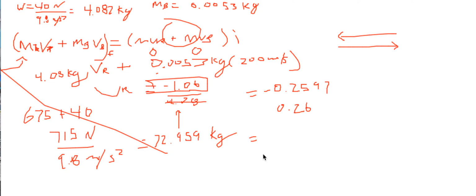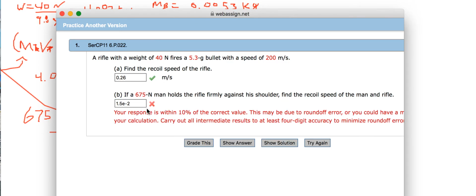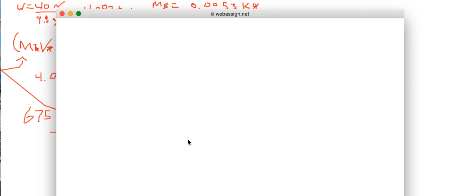We end up getting a value of 1.45 times 10 to the negative second power. And again, it's going to be negative because it's going to go the opposite way, but you don't need to include that. So 1.45 e to the negative 2.